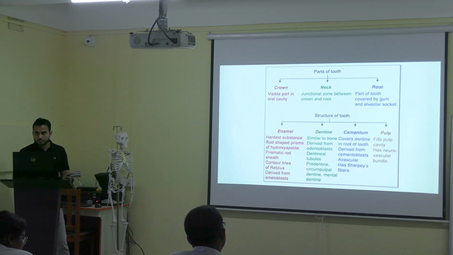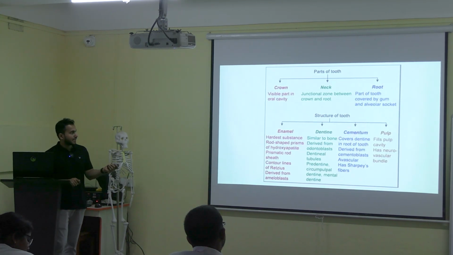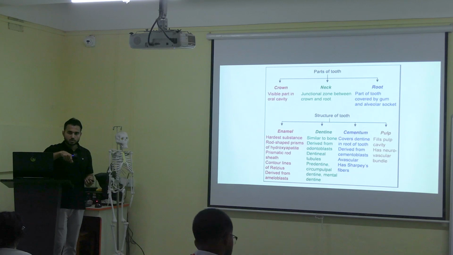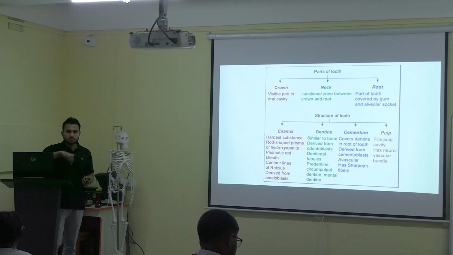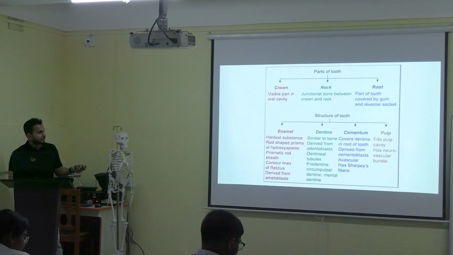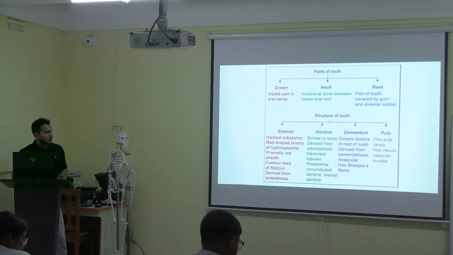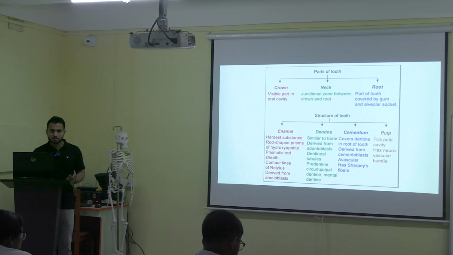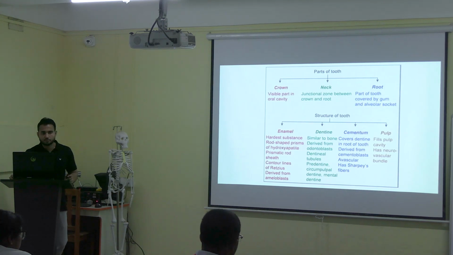Next is the cementum. Now the cementum is the area which covers the dentine in the root of the tooth. So the attached part of the tooth, okay, where it will be attaching to the alveolar socket, that particular part is covered by this cementum. Okay, and it is derived from cementoblasts. It is avascular, and in that we are having Sharpey's fibers. If you remember Sharpey's fibers, we have discussed this during the time of bone.